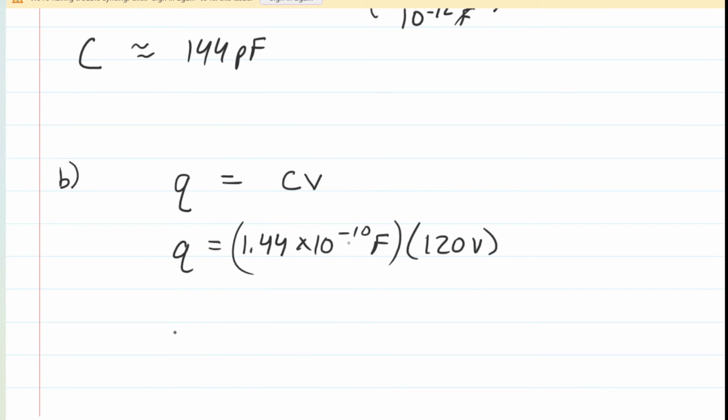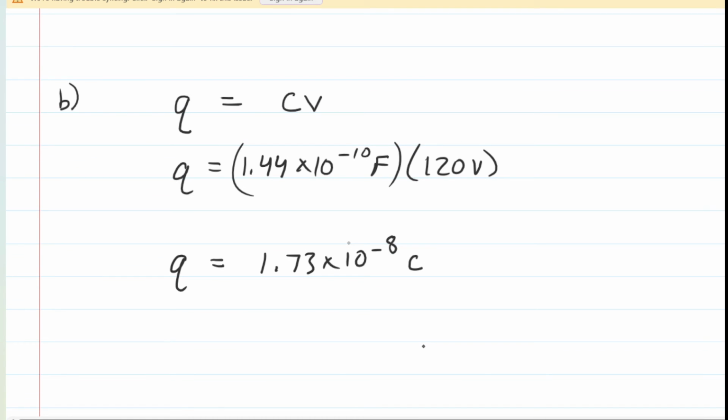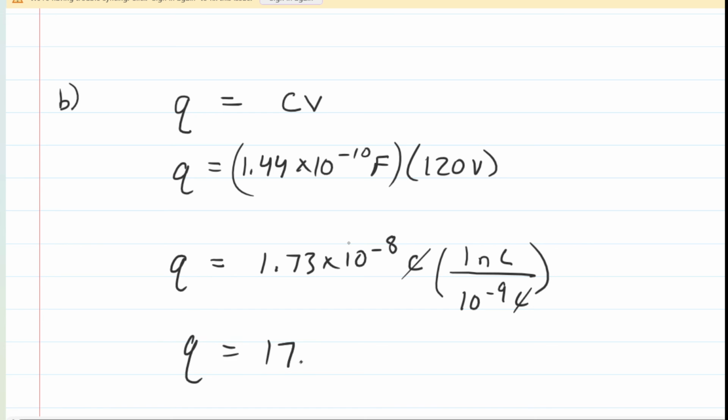And when we calculate that, we can see that the magnitude of charge stored on each plate is approximately 1.73 times 10 to the minus 8. That's a standard unit of coulombs. If we need nanocoulombs, which your homework system might request, you could say 1 nanocoulomb is 10 to the negative 9 coulombs. You multiply by that conversion factor in order to cancel out the coulombs, and you would be left with about 17.3 nanocoulombs. So that would be an equivalently correct answer.